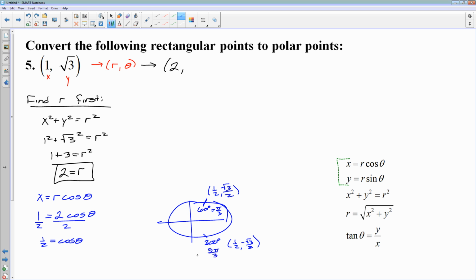We have to make sure we choose the correct one. If x and y are both positive, x equals 1, y equals 3, I know that this ordered pair is somewhere in the first quadrant. So I'm going to choose the angle that is in the same quadrant as the ordered pair. That's 60 degrees or pi over 3. So I know that this theta is going to be pi over 3.